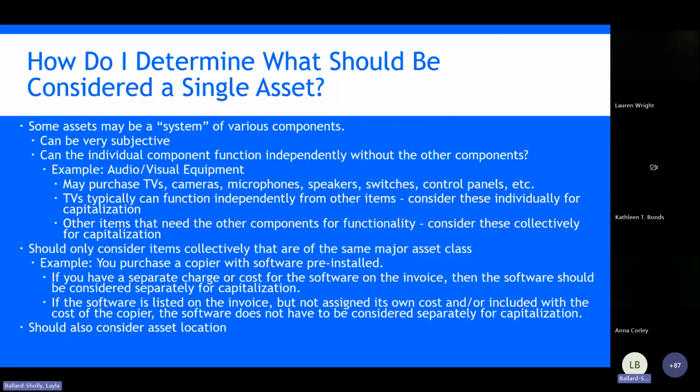If you have a situation where maybe you are getting some software with the copier, but the cost isn't broken out, it's just included with the cost of the copier, in that case, you wouldn't have to try to assign a cost to the software and break it out. You can include it in that situation. It's only when you're paying a separate cost for the software.